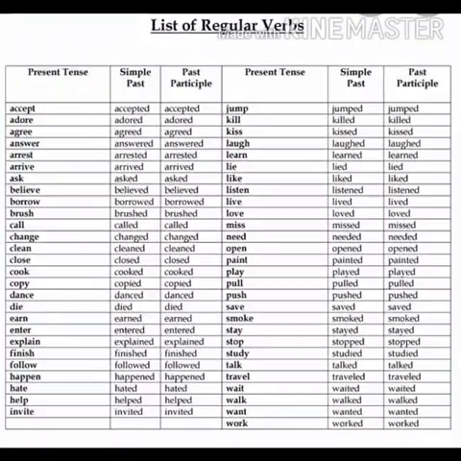Again we will study this with the help of examples. Now students, let's take the list of regular verbs. Here you can see present tense, simple past, past participle. The first one is accept, accepted, accepted. Here we only have to use ed. When we add ed to the main verb, it comes under regular verb. We only add ed in simple past and past participle.